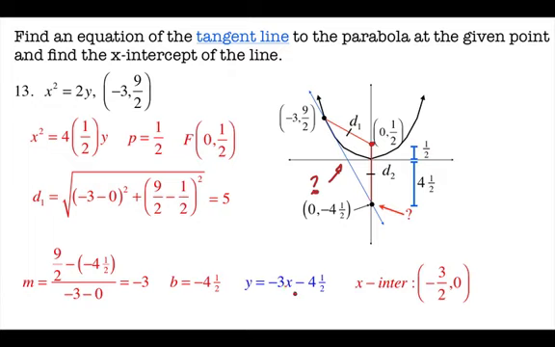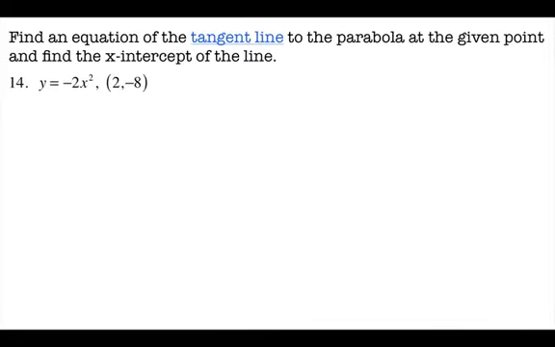Let's go to number 14. Same directions. Now you're looking at a parabola opening down. And here's a point that the tangent line goes through. So then, very similar steps to number 13. First, I'm going to rewrite this so I can find the focus. And I solve for x squared. I have the following.